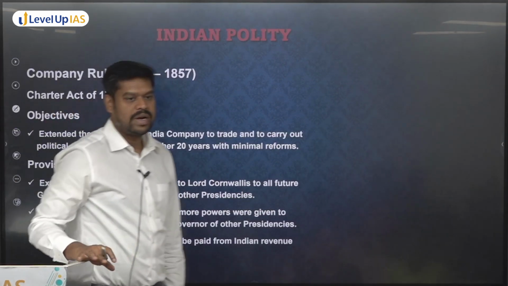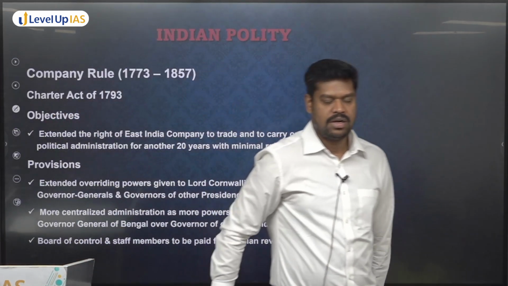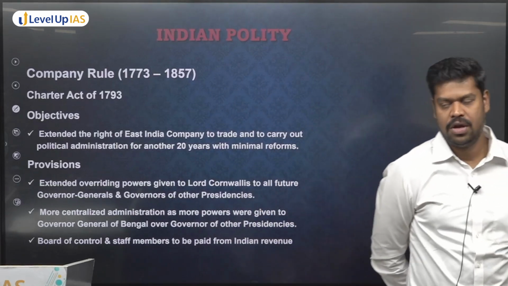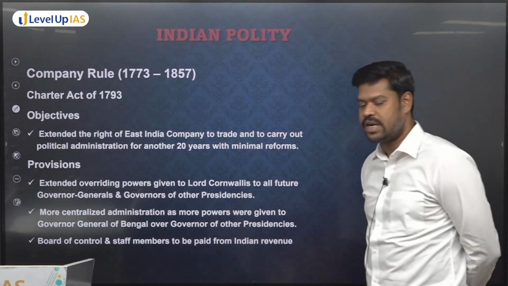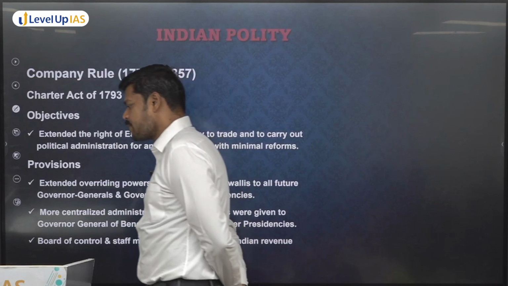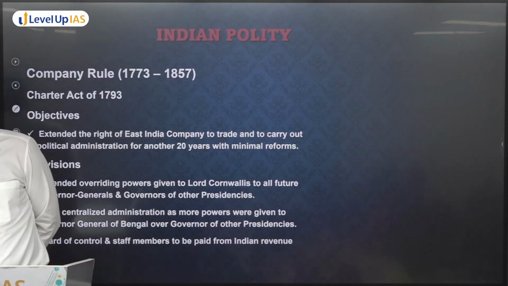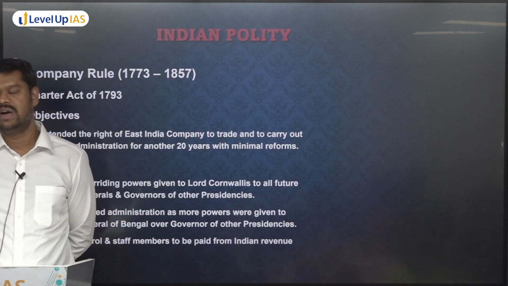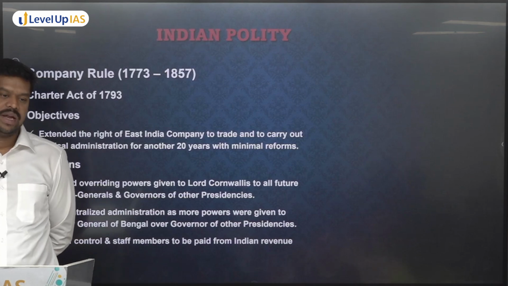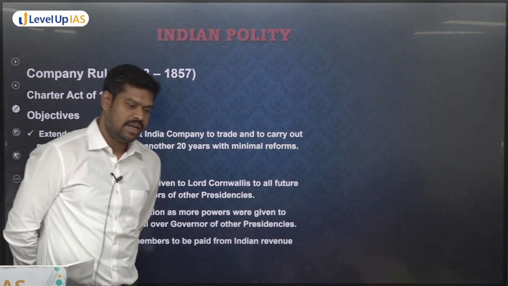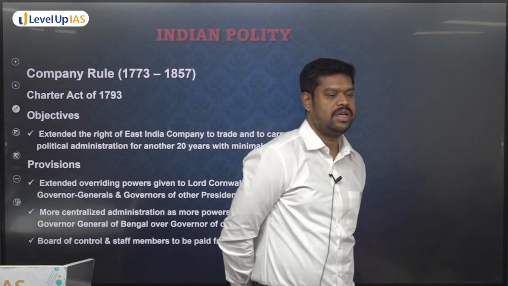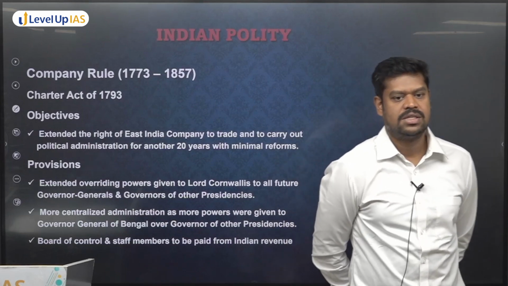And then the subsequent act was the Charter Act of 1793. So from now on, if you see the Charter Acts, the Charter Act was passed every 20 years: 1793, then 1813, then 1833, then 1853. So every 20 years, the Charter Act was passed.